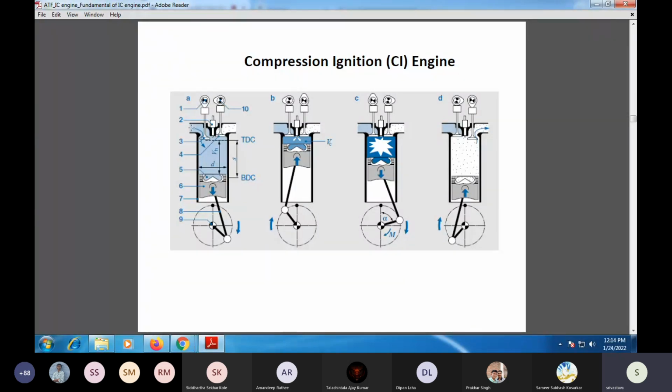So now here is the difference. In the spark ignition engine, since the fuel injection was taking place in the intake manifold, in the intake stroke a mixture of fuel and air was coming into the combustion chamber. But here in the diesel engine, or the compression ignition CI engine, only air comes into the combustion chamber. So very important here.